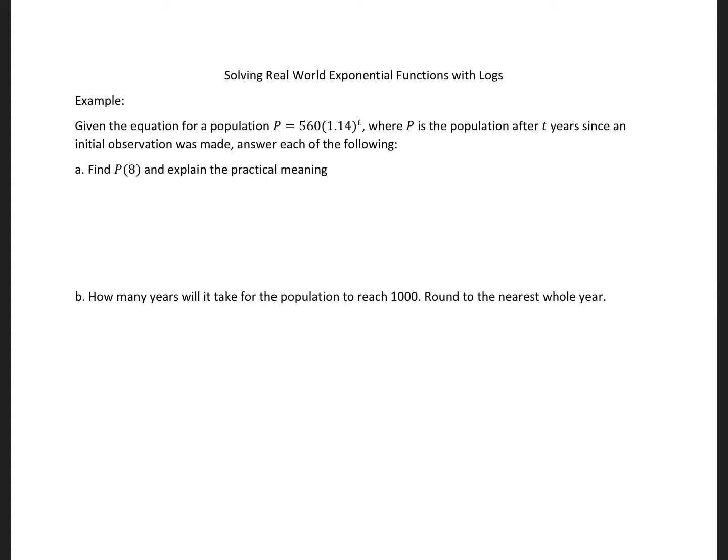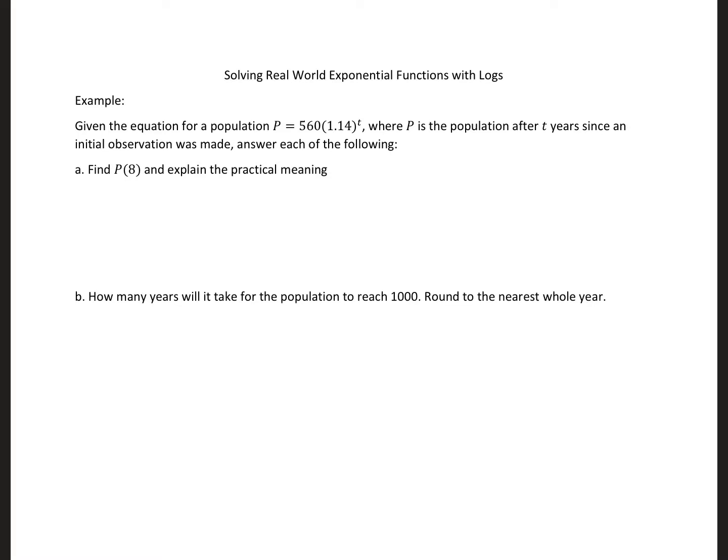So now that we know how to use logarithms to solve exponential equations, we're going to look at how to use those logarithms to solve for input variables. In this example, we're given a population where P equals 560 times 1.14 to the t. P is the population after t years. So what that tells me is there's an initial population of, let's say, 560 people growing at 14% annually.